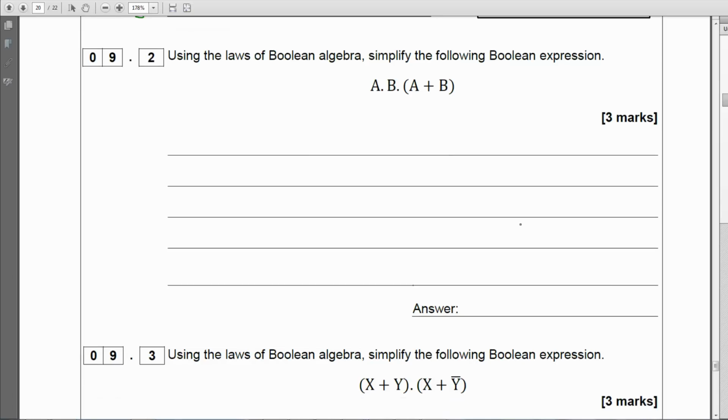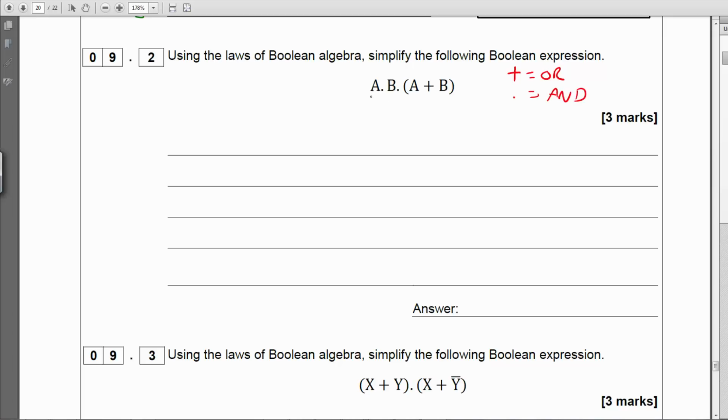So this question is asking us to, using the laws of Boolean algebra, simplify the following Boolean expression. The only way Boolean algebra is really tricky is you have to think of it both in terms of normal mathematical algebra, but also bearing in mind that this is representing operations. A plus is representing an OR operation, and the dot, which is basically the same as multiplying, is AND.